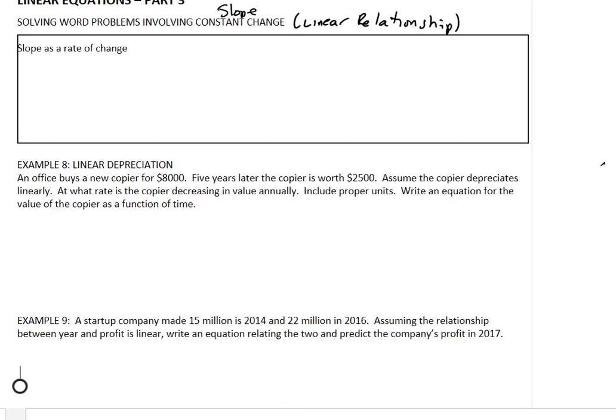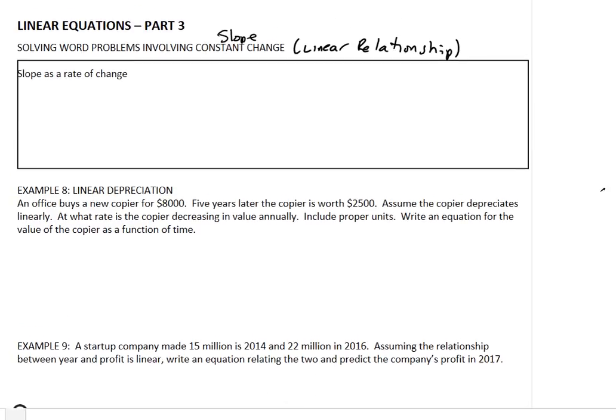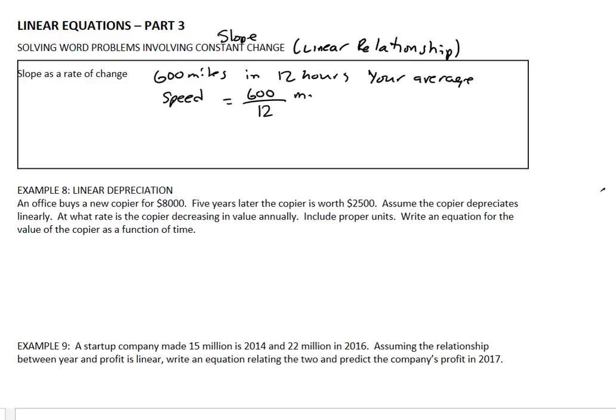But if you drive 600 miles in 12 hours, your average speed is 600, the distance, divided by 12, the time, miles per hour, so that would be 50 miles per hour. That's your average speed. You did that by calculating the change.